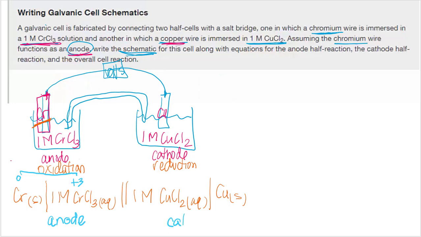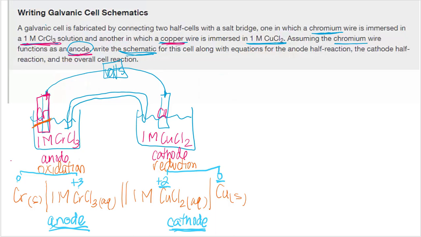On my cathode side, copper is a +2 ion here, and copper in solid is a 0. We can clearly see that reduction is occurring there. The anode becomes more positive, right? As I lose electrons, I go from a 0 to a +3. It became more positive. The cathode is where reduction is happening. I become more negative. I went from a +2 to a 0. I became more negative as I gained electrons.